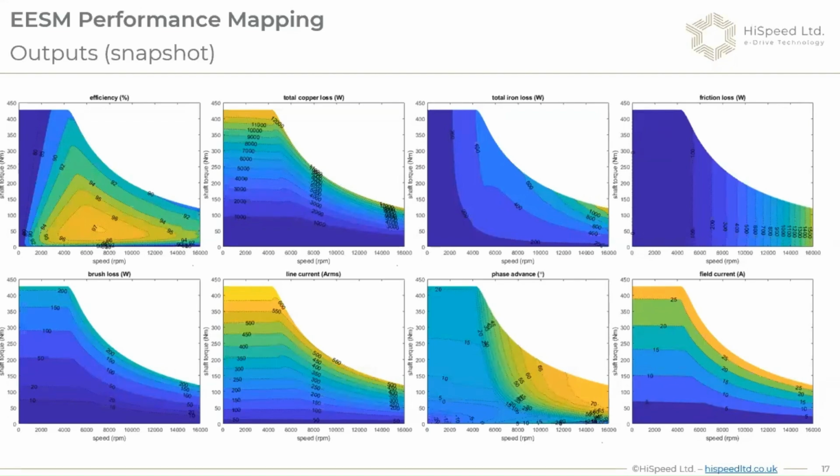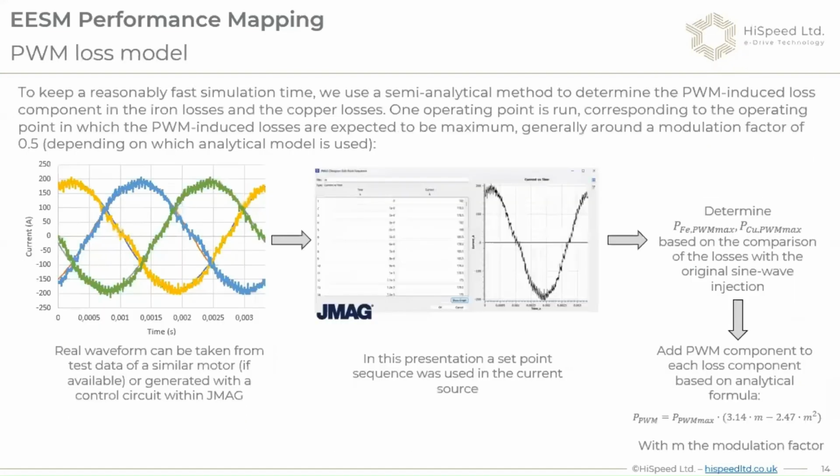Yes. So we basically run one IDIQ point. You've got one current amplitude, one phase advance angle, and you can see behind it is the fundamental, and overlaid is the current with the PWM. We import it into the current source and we just generate the one point. Okay, I missed that part. So basically, it was a current input, not a voltage input.